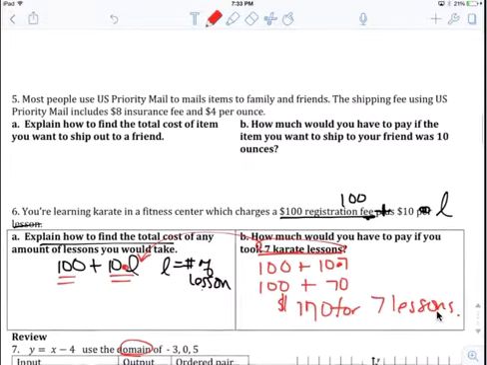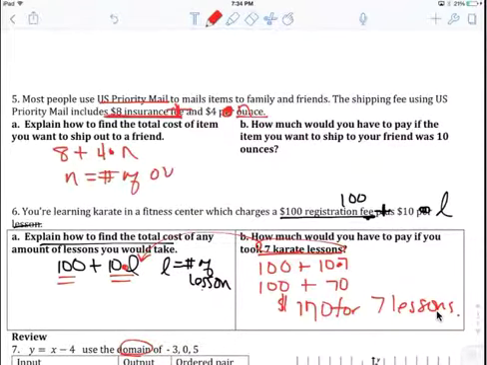Most people use U.S. priority mail to mail items to friends and family. The shipping fee for U.S. priority mail includes an $8 insurance fee. Fee means a plus. $4 per is times the number of ounces. So let's use the letter N for ounces because O looks like a 0. So this is 8 plus 4 times the number of ounces. N represents the number of ounces.